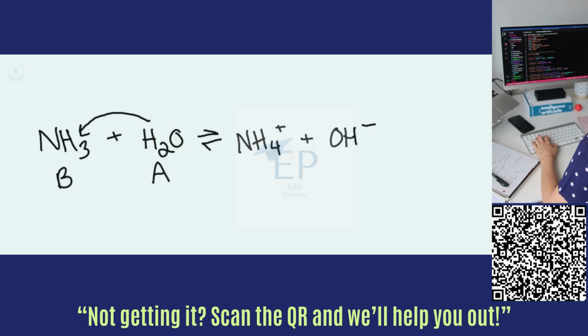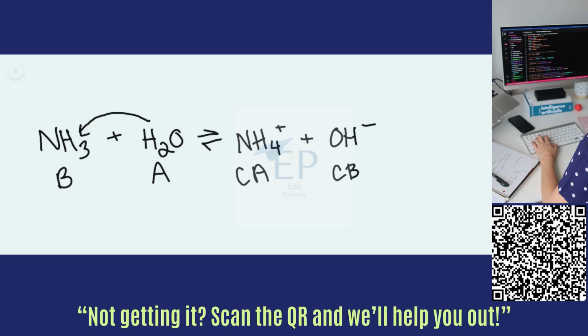Okay. So when we label these, the base accepts the hydrogen to give it the acidic form, so that ammonium ion is our acidic form, so we call that the conjugate acid. And the water has lost or given up its hydrogen, so that is now in its basic form of hydroxide, so that is the conjugate base.